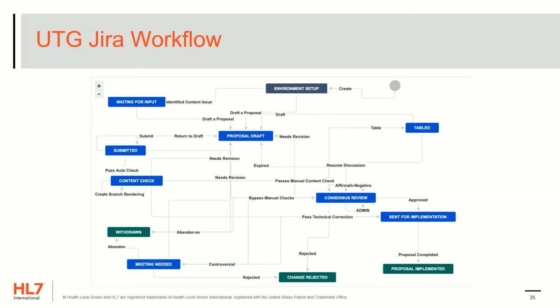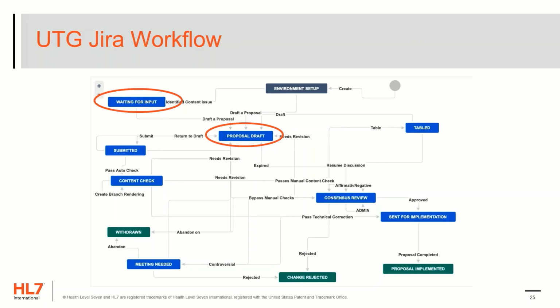The change proposal and content issues tickets take the same workflow paths through its life cycle. We will focus on the major pathways, and if you're interested in learning more, all workflow states will be covered in the upcoming reviewer tutorial. Once a change proposal or content issue is created, they start off in the environment setup workflow state, where the tooling environment can be updated if needed. From there, the submitter will either draft a proposal, changing the state to proposal draft, or mark it as a content issue, which will change the state to waiting for input.